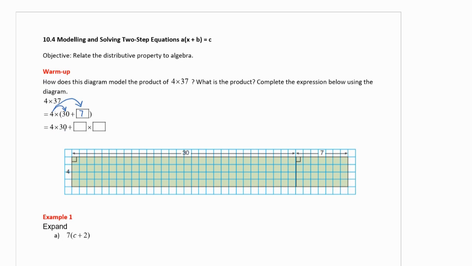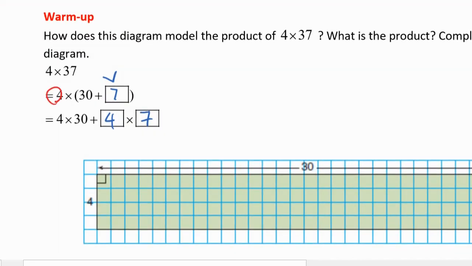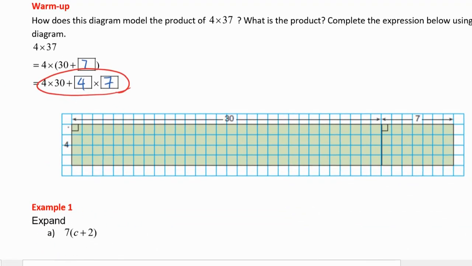So 4 times 30 and 4 times 7. So it's like fishing. You multiply 4 and 30, and then you multiply 4 and 7. So 4 times 30 plus 4 times 7. So this is also the area of the whole rectangle.